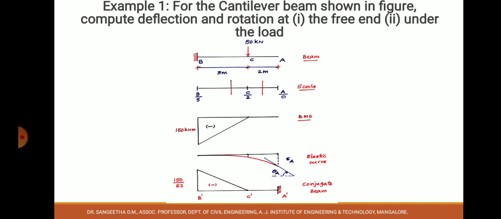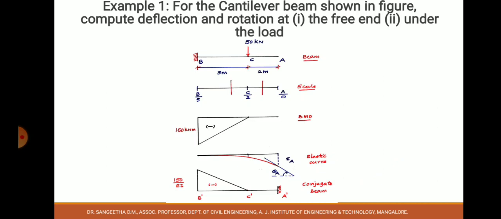Here is the conjugate beam. So how to draw? Scale is 5 meter, at C it is 2 meter and at A is 0, that is the starting point. How to draw bending moment? 50 into 3, that is 150, so that is minus.